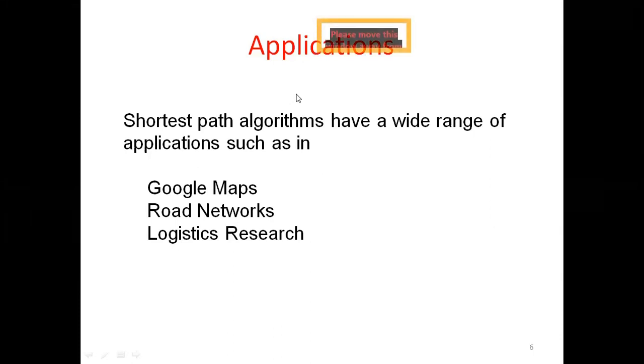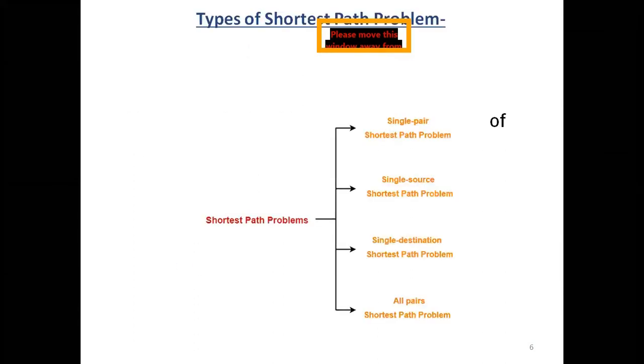So, applications of shortest path finding. Shortest path algorithms have a wide range of applications: Google Maps, road networks, and logistics research. In many areas, we are using shortest path finding algorithms. The main important applications are Google Maps, we are using the maps, road networks, so from one city to another city, and logistics research. All these things come under the applications.